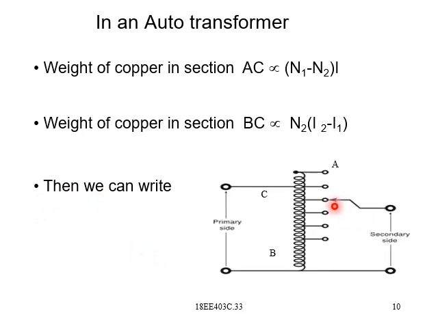Then we can write, you can see it in this way, from A to C and B to C. From A to C, you can see that this is N1 and this is N2, so N1 minus N2 into I, and B to C is entirely N2 into I2 minus I1. Make the diagram and the equations.